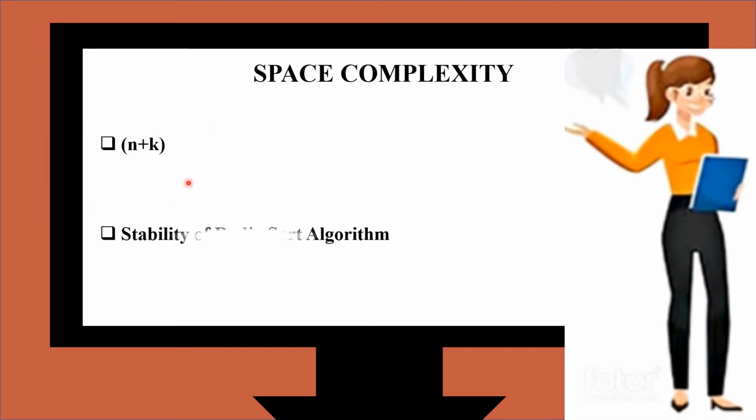The next thing is the stability of the radix sort algorithm. Radix sort is a stable sorting subroutine based integer sorting algorithm. It is a sorting algorithm that does not use comparisons to sort a collection of integers. It classifies keys based on individual digits with the same significant position and value.